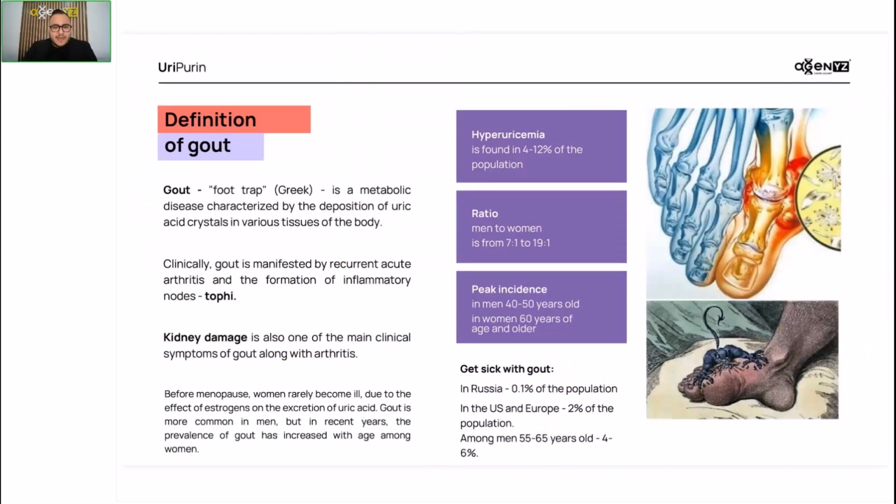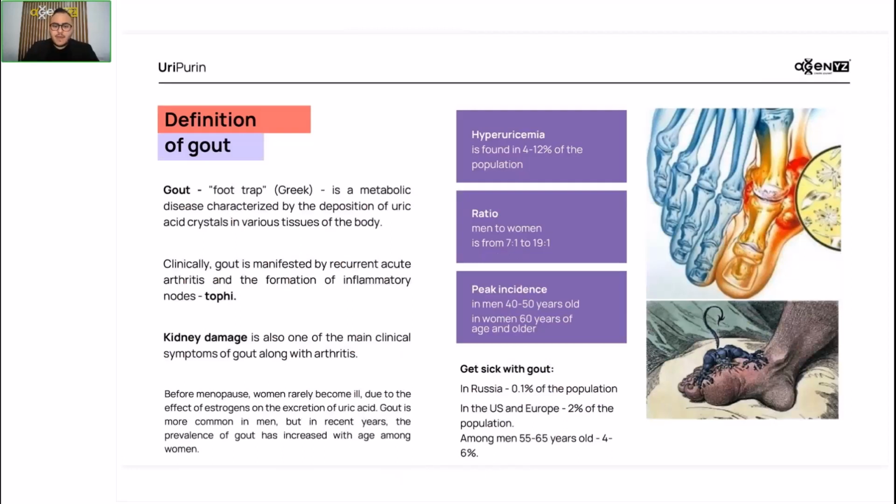Gout, in Greek, is known as a food trap. It is a metabolic disease characterized by the deposition of uric acid crystals in various tissues of the body. Clinically, gout is manifested by recurrent acute arthritis and the formation of inflammatory nodes known as tophi. Kidney damage is also one of the main clinical symptoms of gout, along with arthritis.